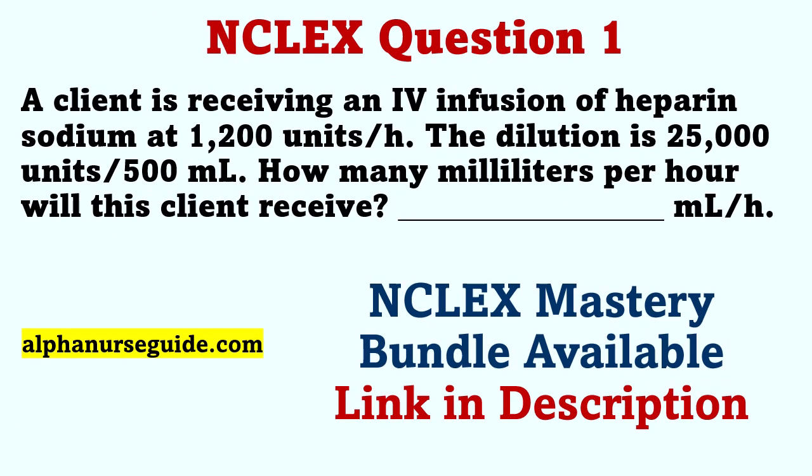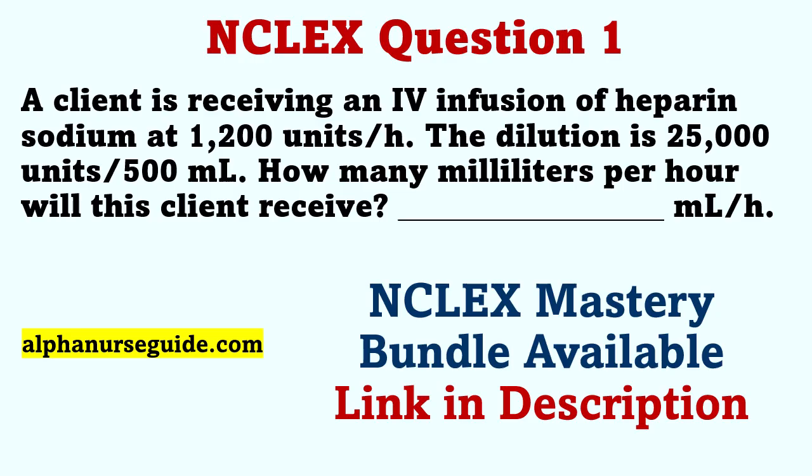A client is receiving an IV infusion of heparin sodium at 1,200 units per hour. The dilution is 25,000 units per 500 milliliters. How many milliliters per hour will this client receive? The correct answer is 24 milliliters per hour.